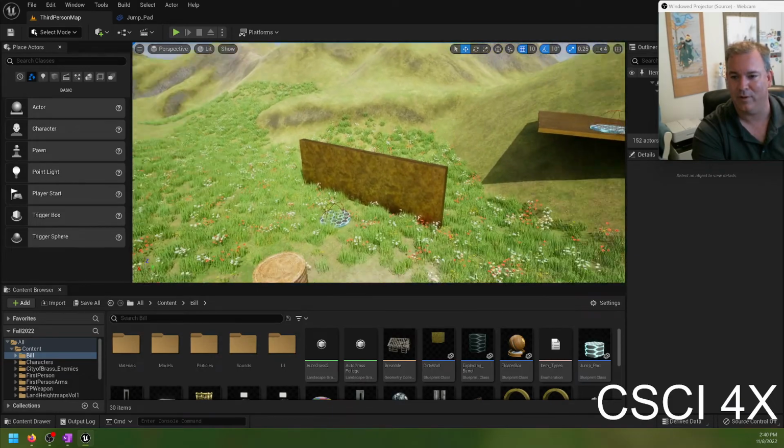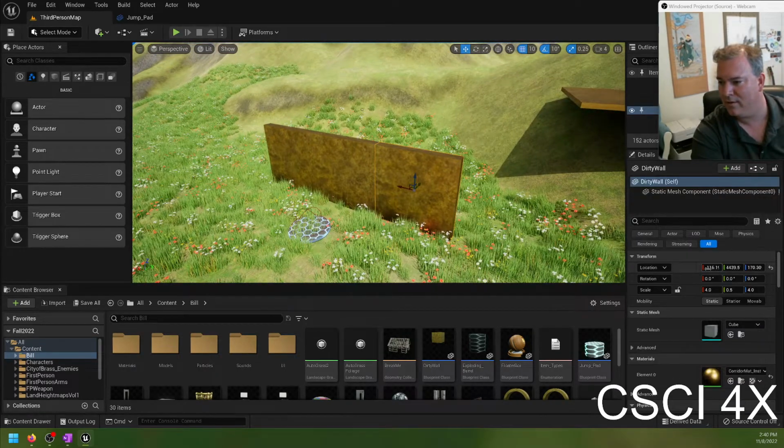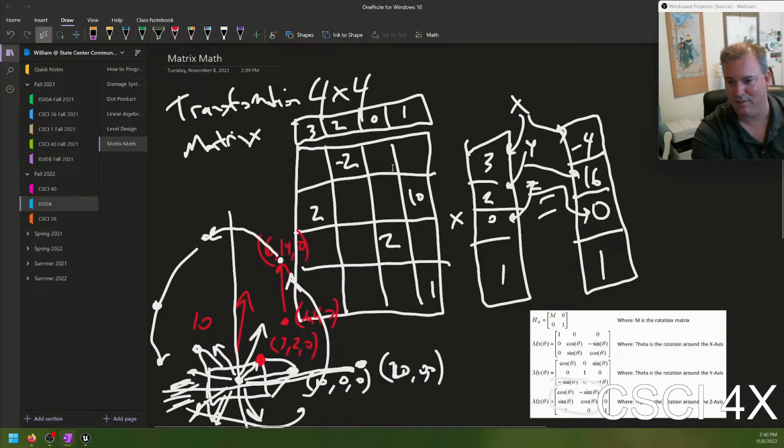So for example, if we click on this wall here, you can see, look, here's the location, here's the rotation, and here's the scale. Okay, so like I said, these three numbers here, it's just pulling them out of these three numbers here. The rotation and scale are these 9 numbers here.